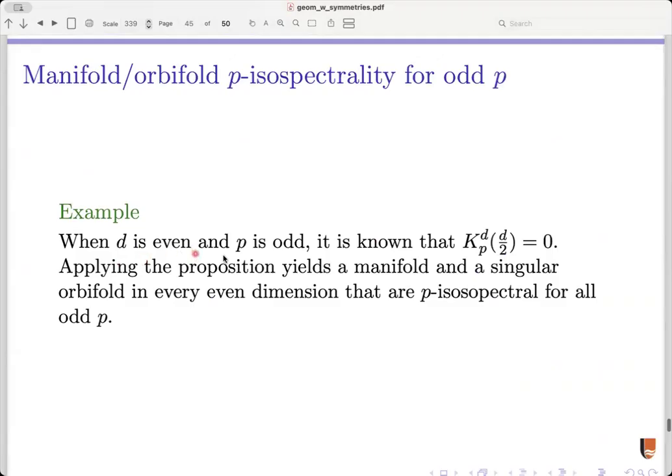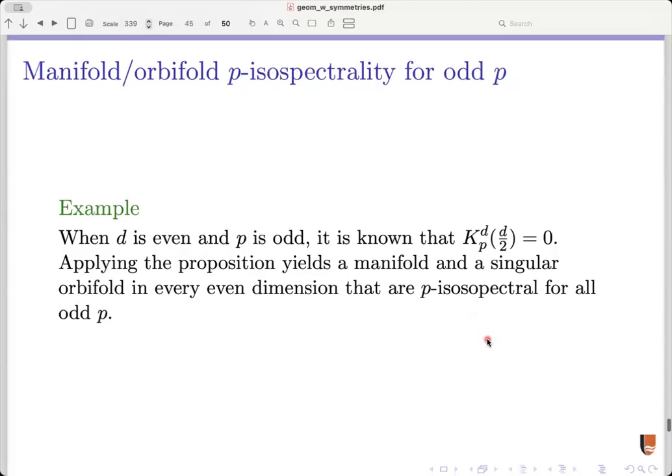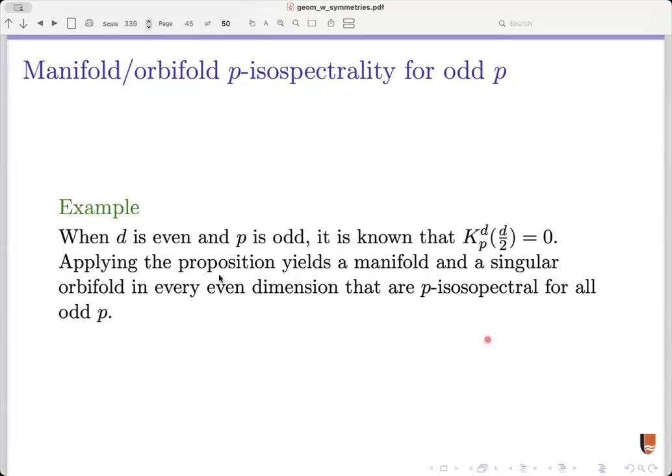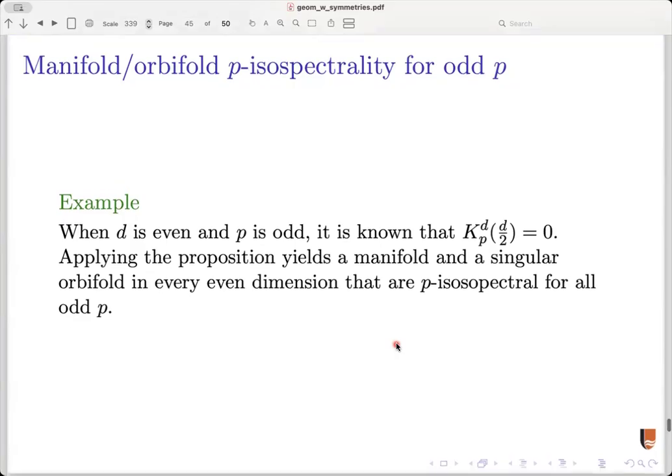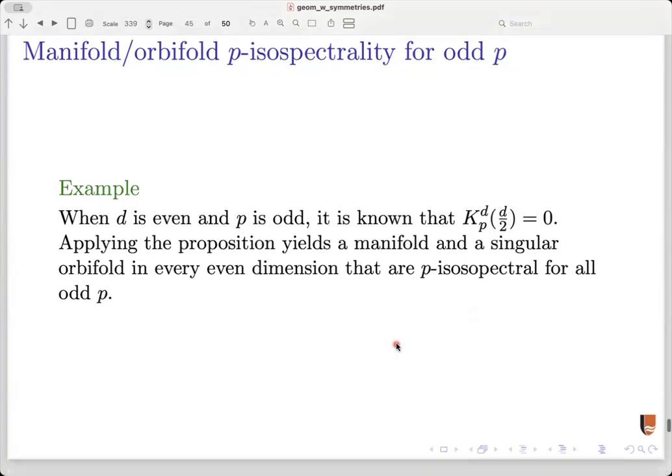When d is even and p is odd, it is known from the combinatorics literature that K_{d,p} at d over 2 is equal to 0. So what we end up with here are a manifold and a singular orbifold in any even dimension, because d is even, that are p isospectral for odd p. So we see that it's a large case of even dimensions and odd p isospectrality where we can't pick up the singular set of an orbifold. So in a sense, you could say that the p spectrum is weak in this situation for not picking it up.